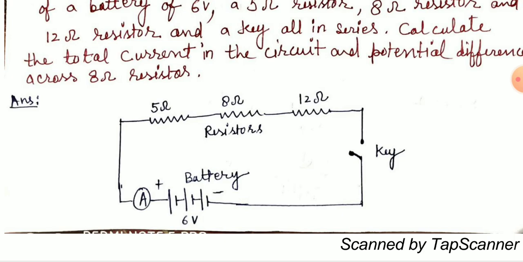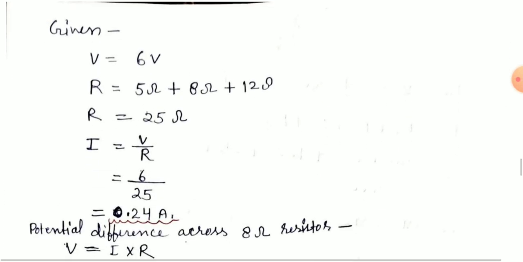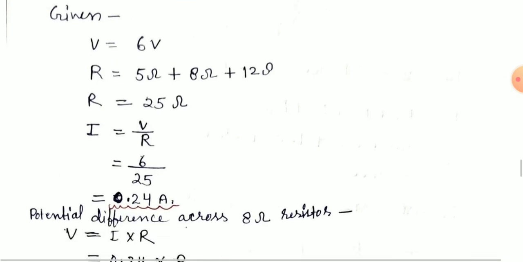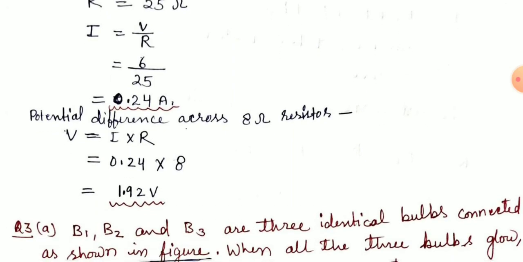So this is the diagram. Now you have to find out the current flowing through the circuit. V is given to you as 6 volt, and R is given as 5 ohm, 8 ohm and 12 ohm. The equivalent will be 25 ohm, and the formula is I equal to V upon R. When we put in the values of V and R, 6 upon 24, when 6 is divided by 24, we get 0.24 ampere.